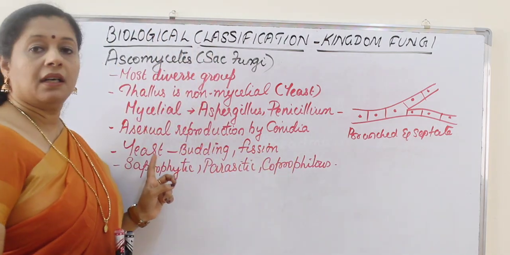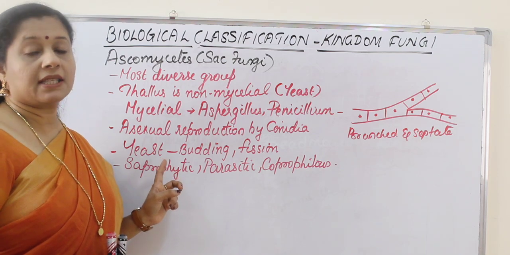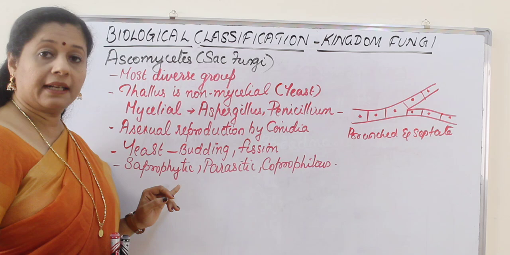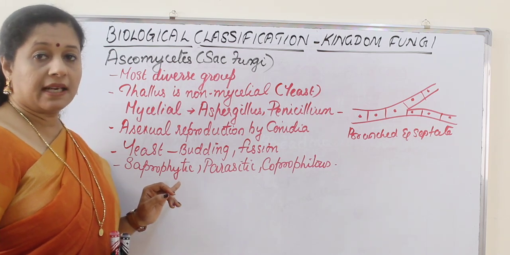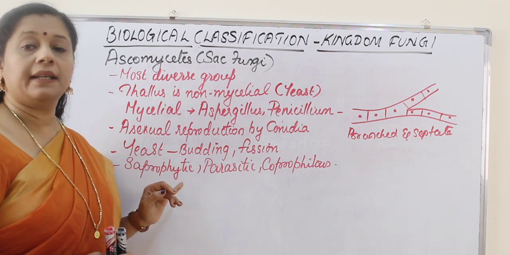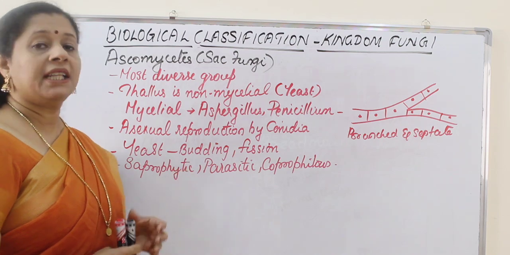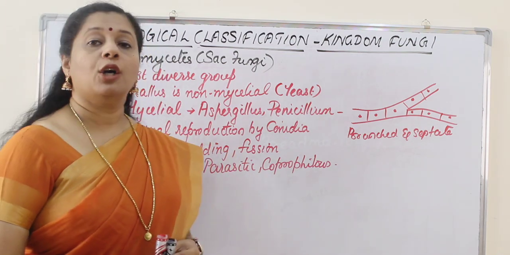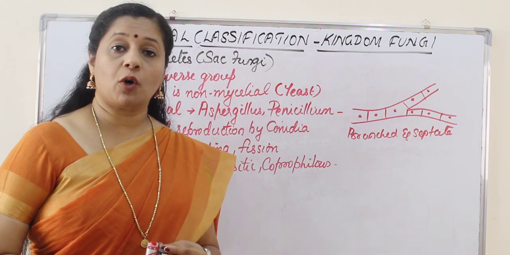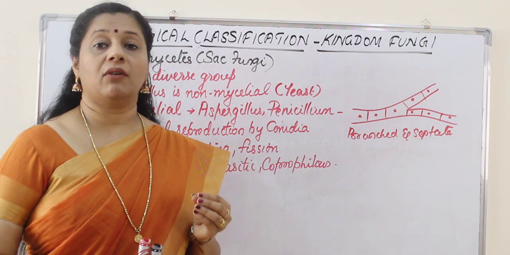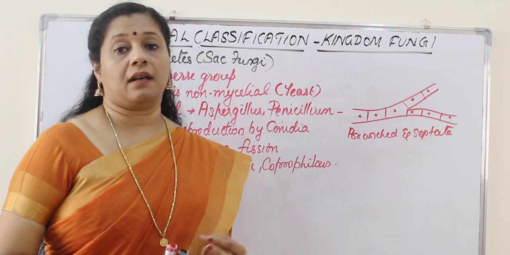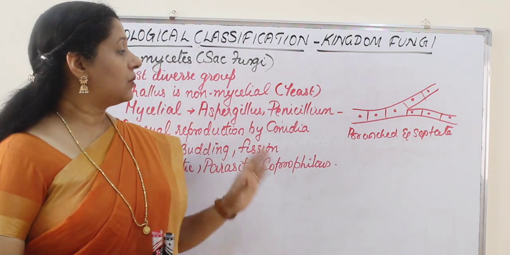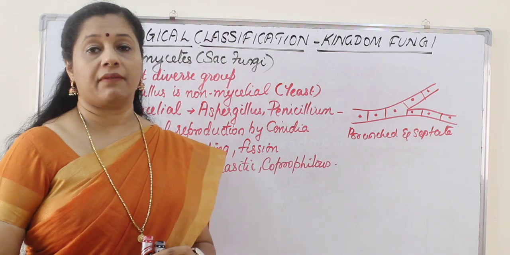Then yeast is the unicellular member. In that, asexual reproduction is by budding or fission. Then their nature is saprophytic, means they are usually, as any other fungi, feeding on dead and decomposed matter. They can be parasitic, living on the body of other plants or animals, and they are coprophilous also. What is meant by coprophilous? Means the fungi or the organisms living in dung. Okay, so they are called coprophilous. So these are the general characteristics of Ascomycetes.